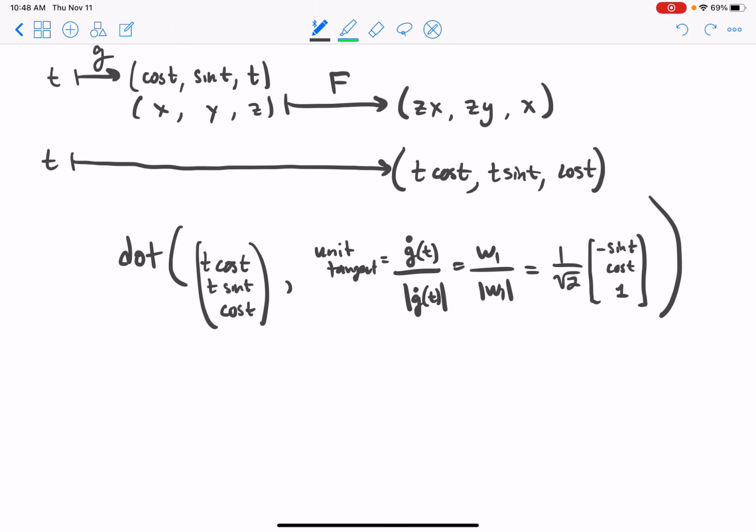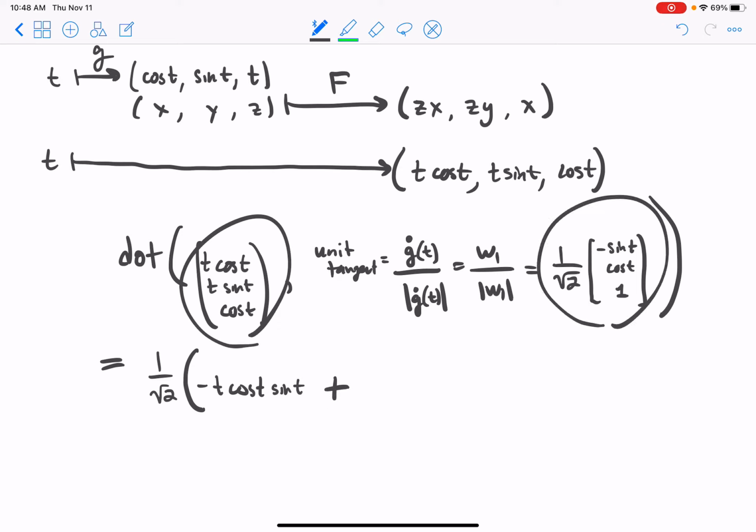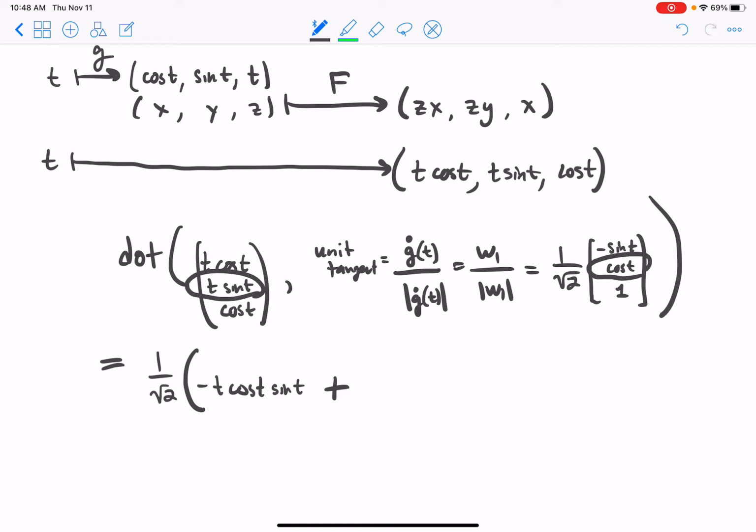Okay, well, I can take the dot product of two vectors. So this dot product is going to be minus sine t times t cos t. So let's keep the 1 over square root of 2 outside. And then I take t cos t times minus sine. Oh no, not comma, plus. I'm taking the dot product of two vectors, so I need to add up their products. So now t sine t and cos t.